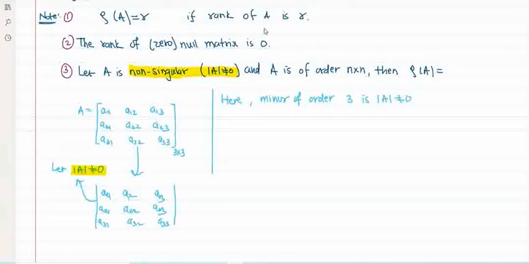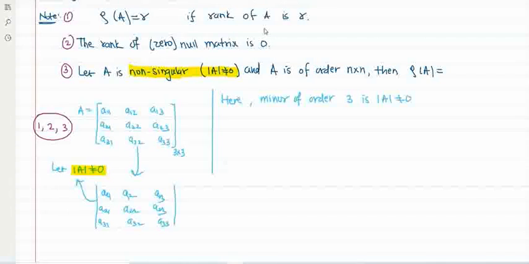Now further, for this matrix, we can find a minor of order 1. Is it possible? The answer may be multiple. You have to select 1 row and 1 column. So you can find a minor of order 2, and you can find a minor of order 3. These 3 minors you can find.